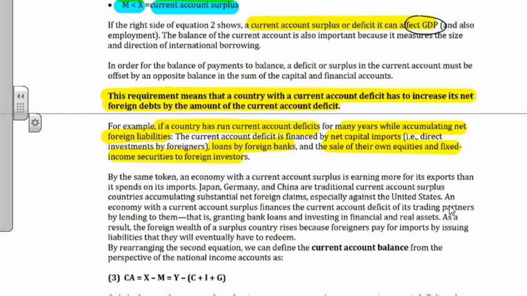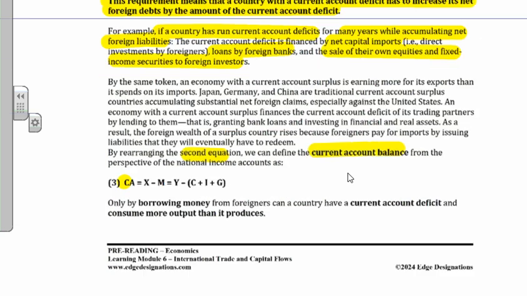Let's rearrange that second equation we had before, and now define the current account balance in terms of national income. Now what have I got? There's my Y. Remember what my Y is? My Y is my total output, or GDP. And where does that go to? Consumption, investment, or government. And it's also equal to X minus M. What's X minus M? It's exports and imports.